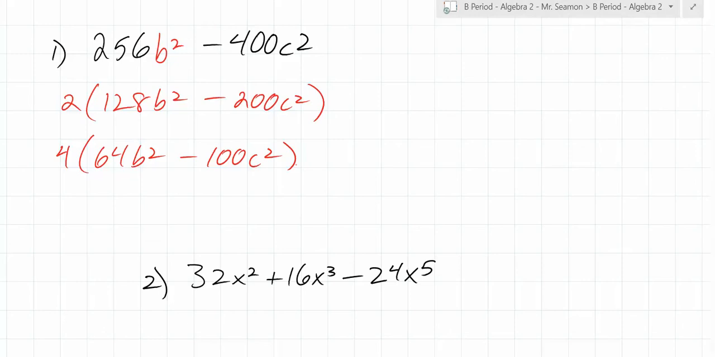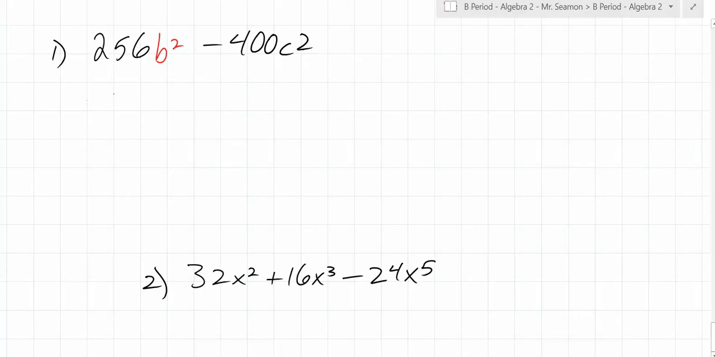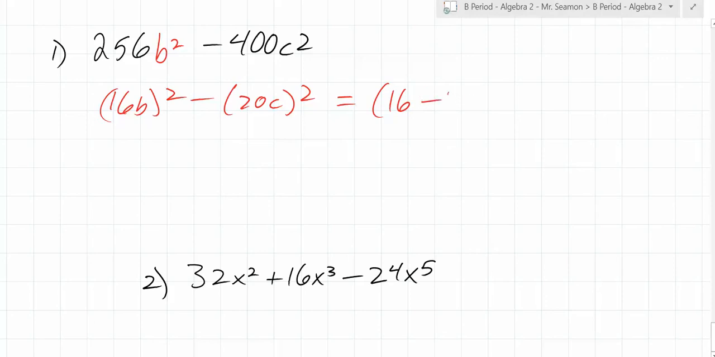That is difference of squares. Oh, wait, was it difference of squares to begin with? Yeah. What's the square root of 256? Oh, you figured it out already. So this is 16b squared minus 20c squared. So what's that going to be? 16b minus... oh, I got to put the b in there, right? times 16b plus 20c. There it is. Good job. That was great.